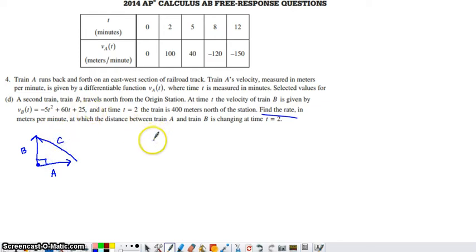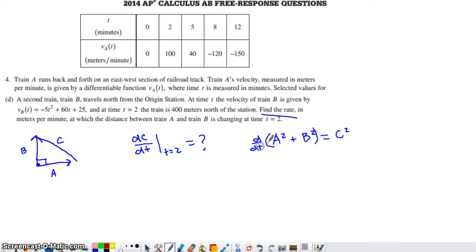What we want to find is the rate in meters per minute at which the distance between them is changing at t equals 2. So what we really want here is dc dt at t equals 2. This is what we need to find. How can we find that? Well, we can write down a relationship between our variables, and that would just be a simple Pythagorean theorem. Then we can make dc dt appear by taking the derivative of both sides of this with respect to t.